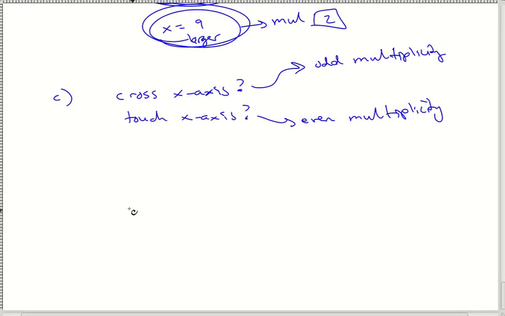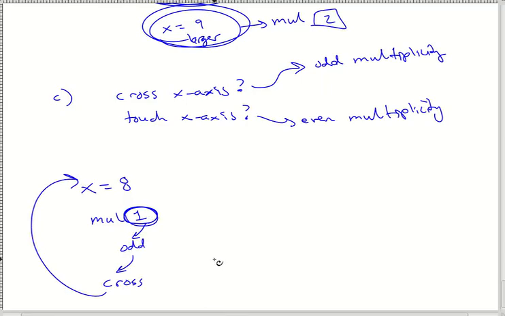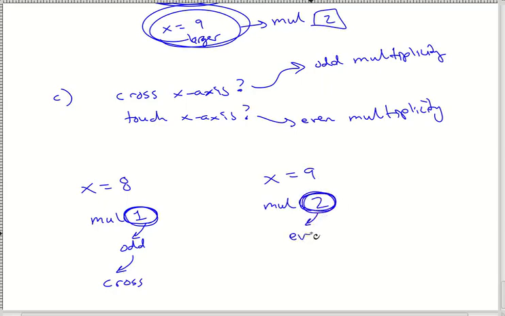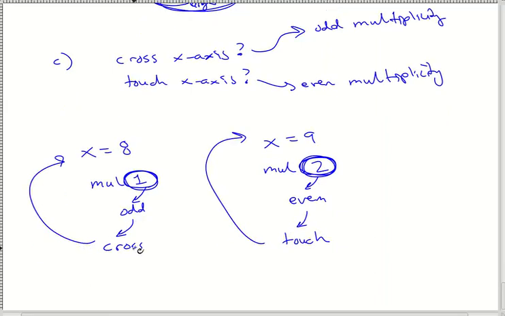Okay, so how does that work? Let's go back, and I got x is equal to 8. It has a multiplicity of 1. This number is odd. Therefore, we're going to cross at that point, x equals 8. X equals 9 has a multiplicity of 2. This number, 2, is even, and therefore we're going to touch at x equals 9. Again, we're touching and we're crossing at that value.